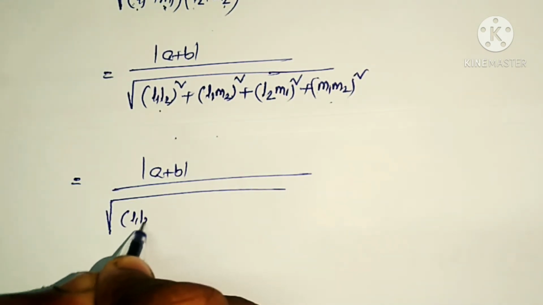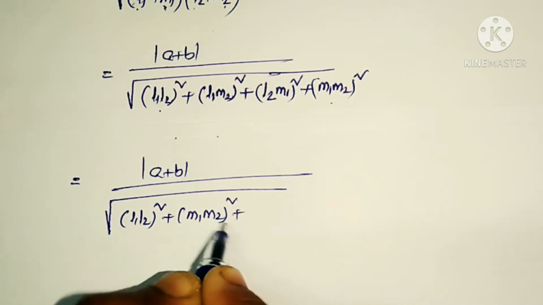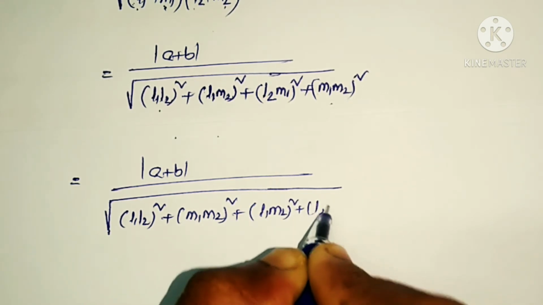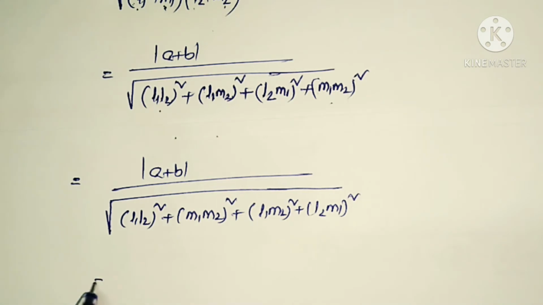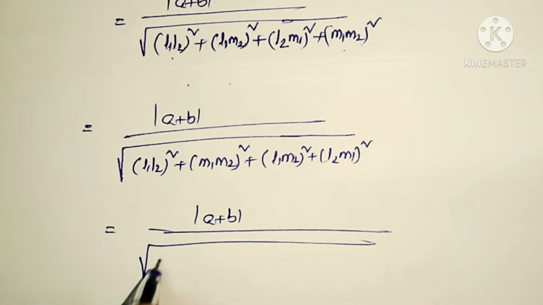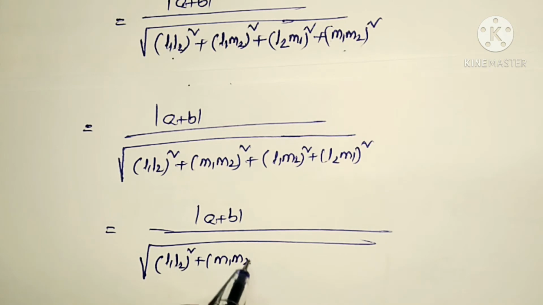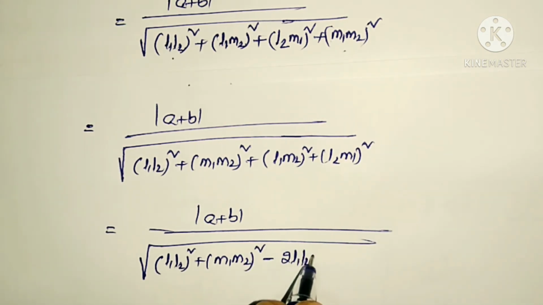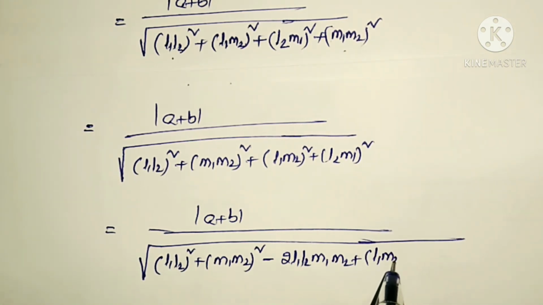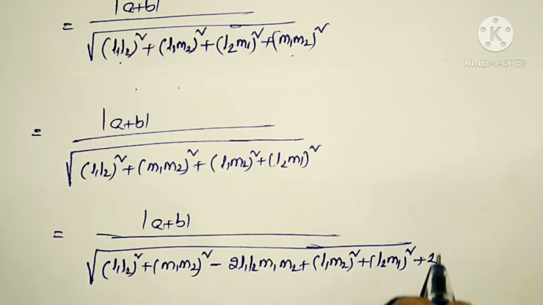that is L1 L2 whole square plus M1 M2 whole square. Next I write the remaining two values, which are L1 M2 whole square plus L2 M1 whole square. And this is equal to mod A plus B by square root of L1 L2 whole square plus M1 M2 whole square. Now here the value minus 2 L1 L2 M1 M2 plus L1 M2 whole square plus L2 M1 whole square plus 2 L1 L2 M1 M2.